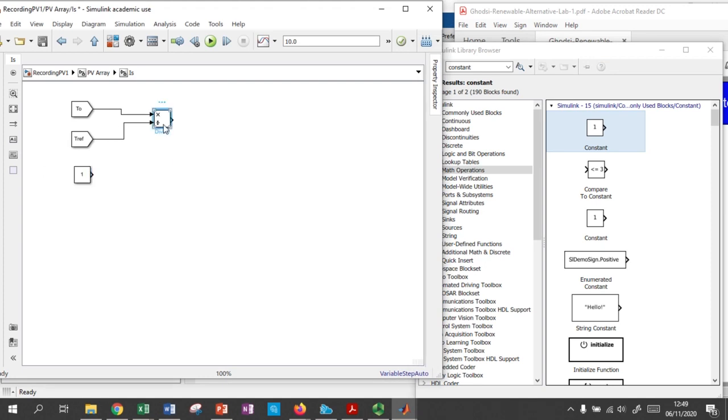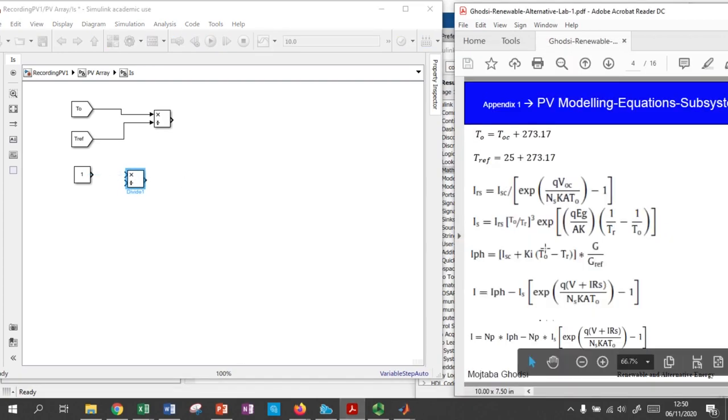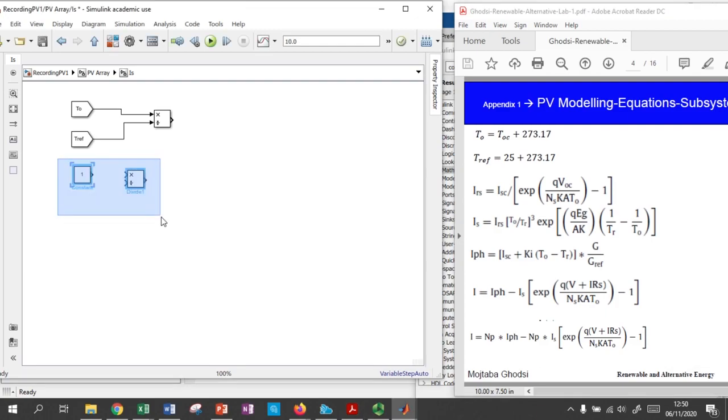Then I need again 1 division for here, and this is 1 over TR. Let me check it. It's 1 over TR and minus 1 over TO. Then we need 2 of this one. Control C, Control V. Then 1 is here. I will connect it to 1, and I need TR. TR reference is here. I will add it here. This is 1 over TR, the first one. The second one is 1 over TO. I will connect it to this one. This is 1 over TO.